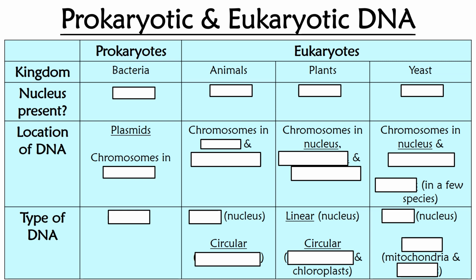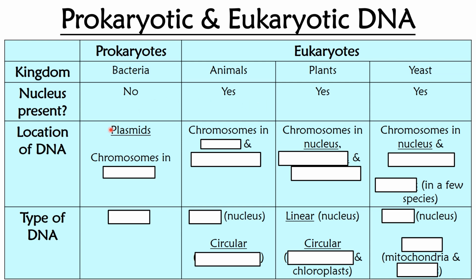Okay, here is a big table. This shows you the differences between the organisation of DNA in prokaryotes and eukaryotes. So the only prokaryote we've got here is bacteria. The other ones are your animals, plants, and yeast. They are all eukaryotes. So this first row, I think you would be able to get this from Nat5 knowledge, wouldn't you? Bacteria have got no nucleus, whereas animals, plants, and yeast do.